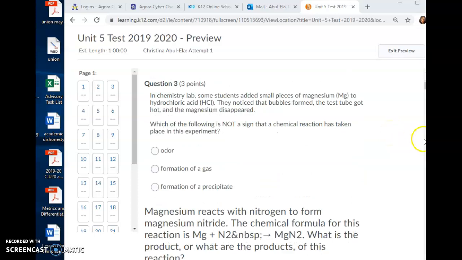Question 3. In chemistry lab, some students added small pieces of magnesium to hydrochloric acid. They noticed that bubbles formed, the test tube got hot, and the magnesium disappeared. Which of the following is not a sign that a chemical reaction has taken place in this experiment? Odor, formation of a gas, formation of a precipitate.